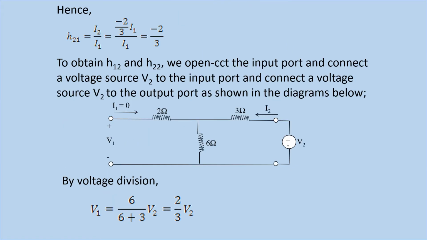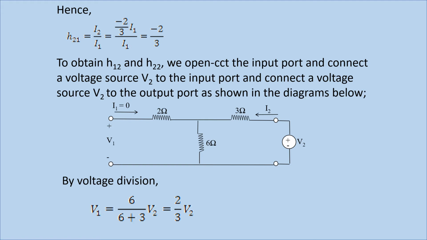Now to calculate your short circuit forward current gain, that is H21, going by the formula, H21 equals I2 over I1, that is output current over input current. We already calculated our I2 to be minus 2 over 3 I1. Divide it by I1 and you get minus 2 over 3.